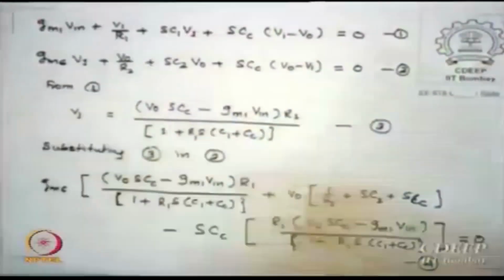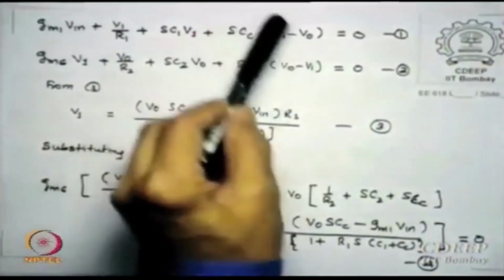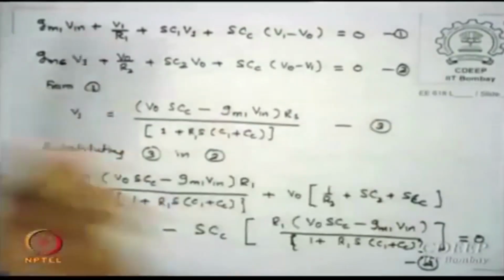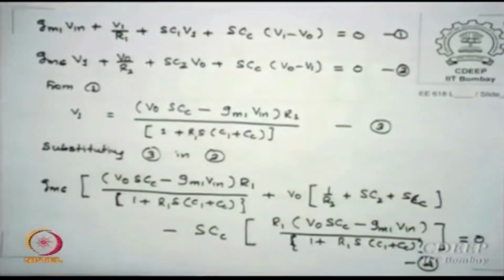Is that correct? So I replace V1 from this relation, and then V1 is essentially equal to V0 SCC minus GM1 Vn, bracket R1 upon 1 plus R1 S C1 plus Cc. Do you get the one? These are just corrected terms to figure out what V1 is. V1 occurs here, here and here, this does not have it and this does not have it, so only V0 SCC minus G1 V1, this R1 is multiplied everywhere and then you get this expression.